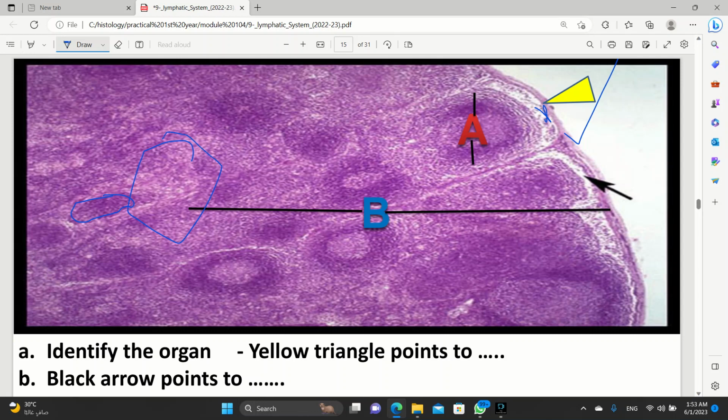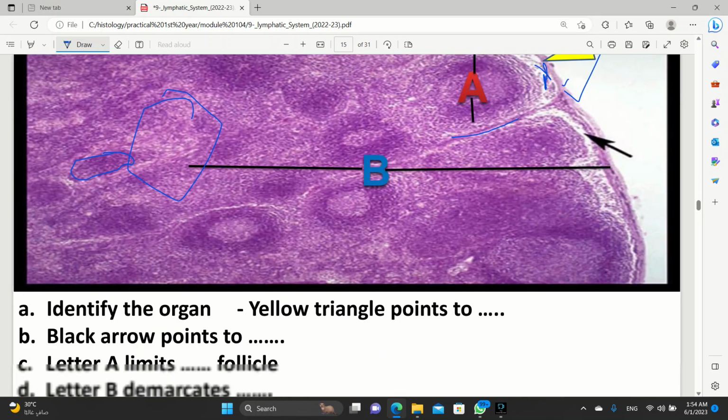That's lighter, that's darker. Anyway, so again, that's the capsule, and that's the subcapsular sinus, and that's the trabecular sinus, and that purple line is a trabeculae, and that's the cortical follicle or lymphatic follicle. The most important thing about it is that it's secondary, and B traverses the cortex. Okay, now answer the questions.